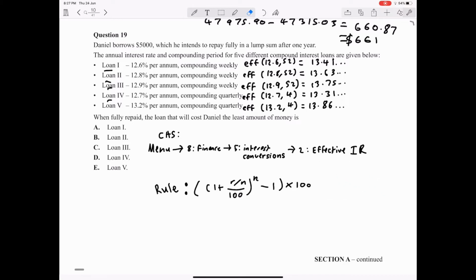So just to save time, I already wrote all the effective interest rates for these loans. So we want to find the loan that will cost Daniel the least amount of money. So basically we want to find the loan that has the lowest effective interest rate, which means that Daniel will pay less money on his loan. So the loan that has the lowest effective interest rate is loan 4, with an effective interest rate of 13.31. So therefore D is the correct answer, loan 4.